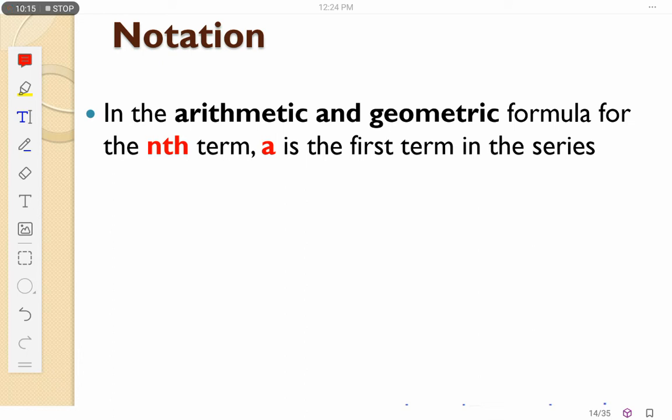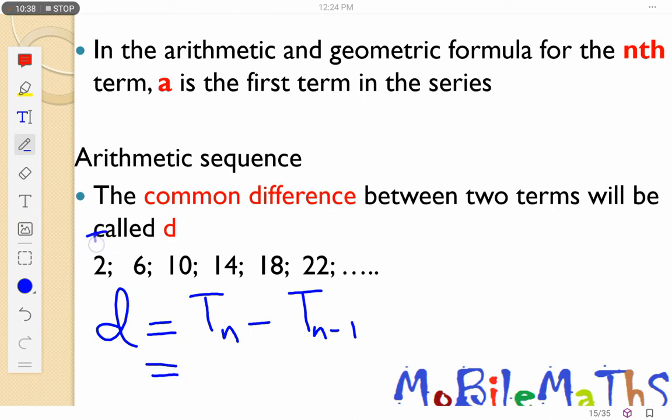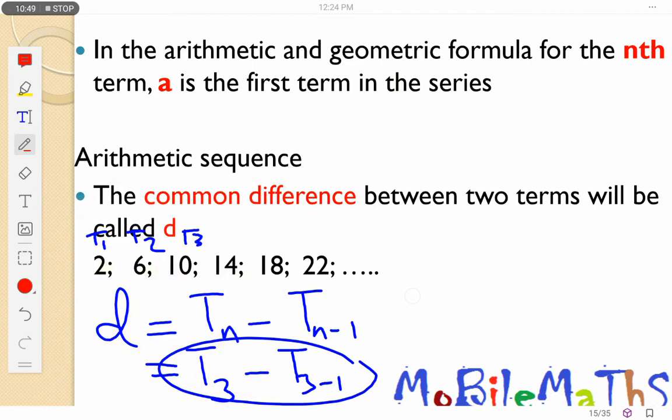Maybe before we do the questions, let's have a look at these ones. We want to find the common difference between these terms. We said for arithmetic, there's a general formula. To find the common difference, we say D is equal to Tn minus Tn minus 1. So if I have term number 1, term number 2, term number 3, let me use term number 3. T3 minus T3 minus 1 becomes T3 minus T2. Okay, that's how you get the common difference.